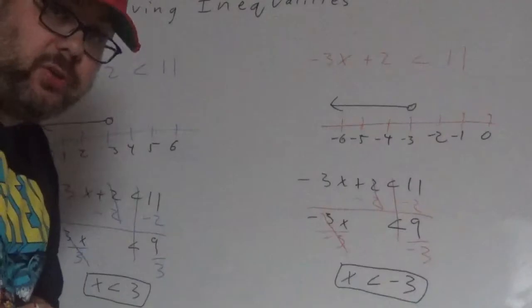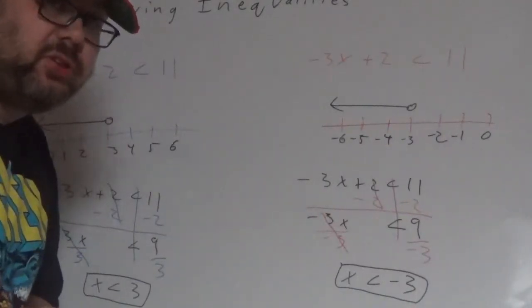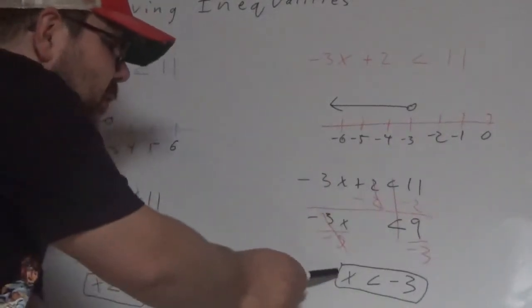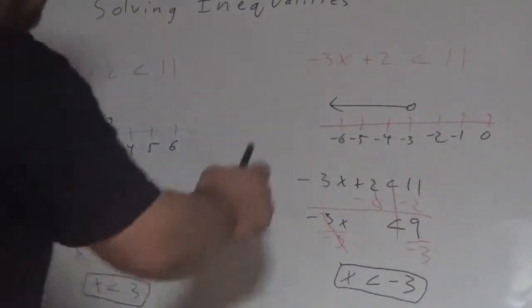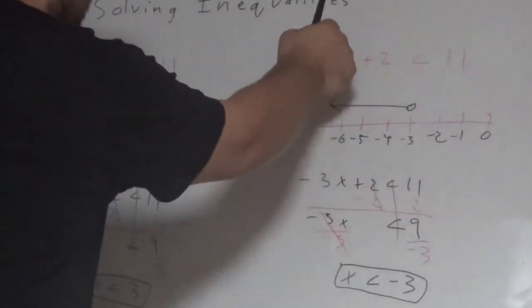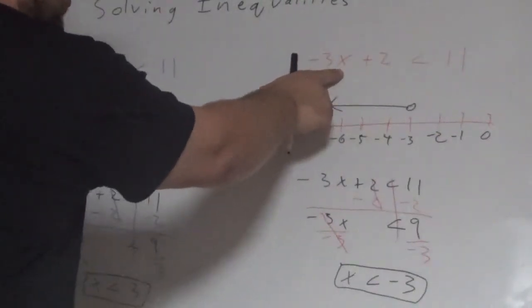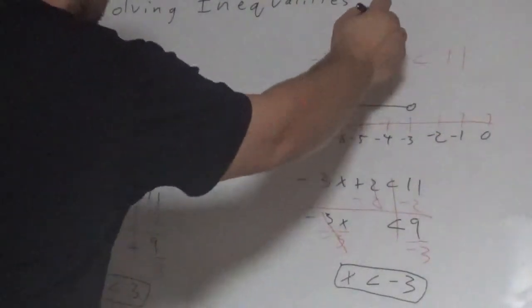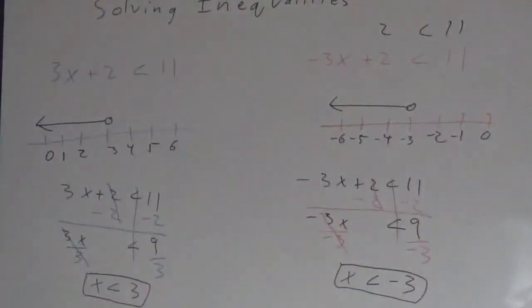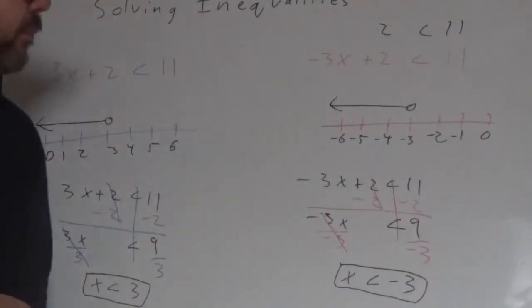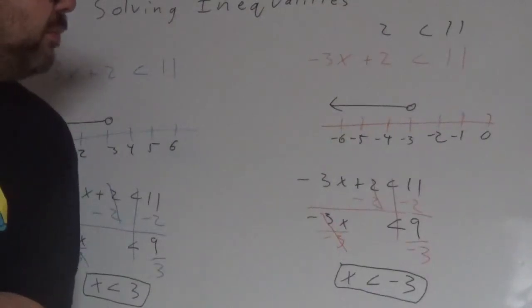Look at the original inequality. Don't just look at this part. Look at the original. Again, if I put 0 in place of x, I get negative 3 times 0 is 0. 0 plus 2 is 2. 2 is less than 11. That's a true statement.